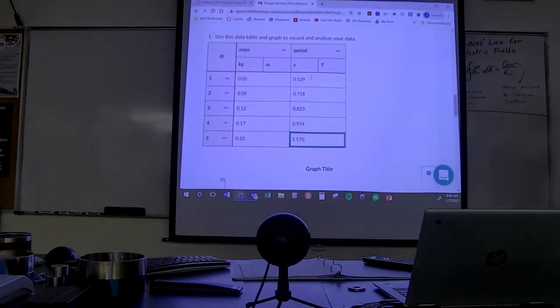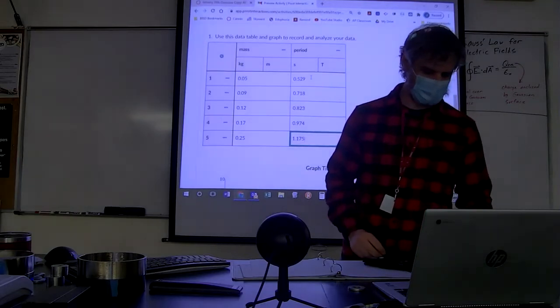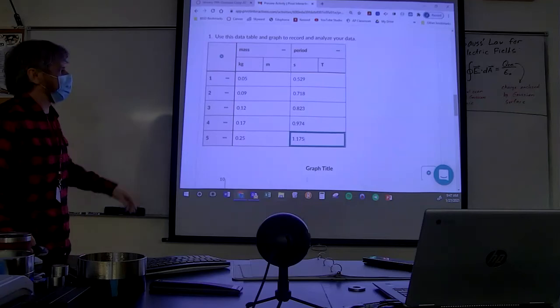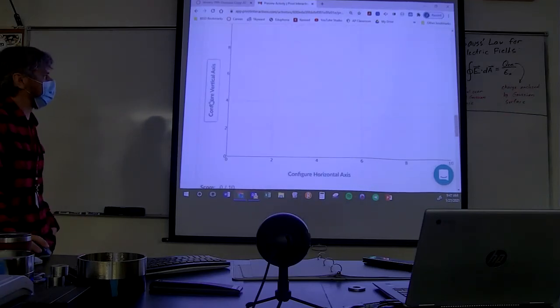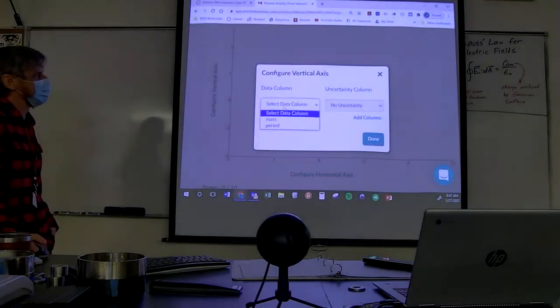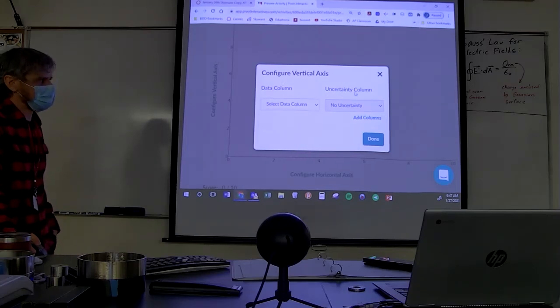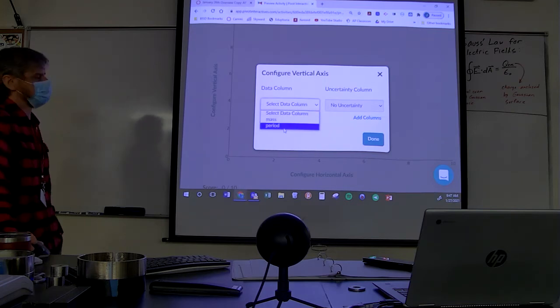Now I want to put that on a graph. If this was old school physics, you'd have to literally do this by hand. We have Pivot Interactives, which makes this really easy. I click on the axis, the vertical axis, and then click data column. Don't worry about the uncertainty column. We don't need to in this class. You future engineers are going to have to really deal with uncertainty in the future, but not in this class. At least not so much.